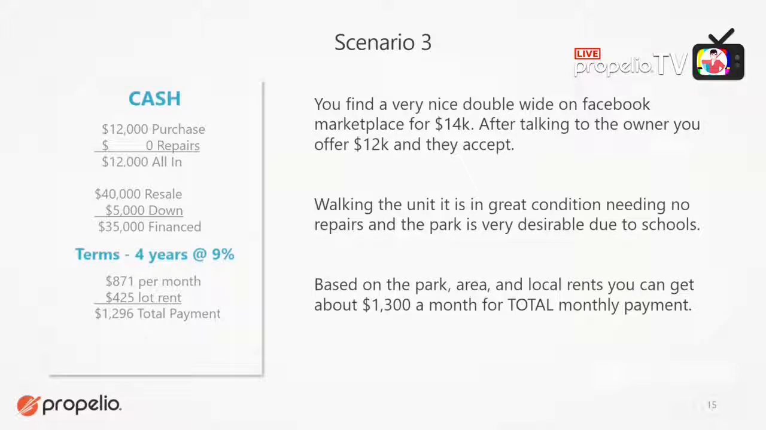Let's take a look at that now. If I take 871 times 12, that's $10,452 a year that asset is generating. If I take 10,452 and I divide that by my cash into the deal, which should be right at 12,000 minus the down payment, which is $7,000, that is a 149% cash on cash return. That is not bad. That is not bad at all.